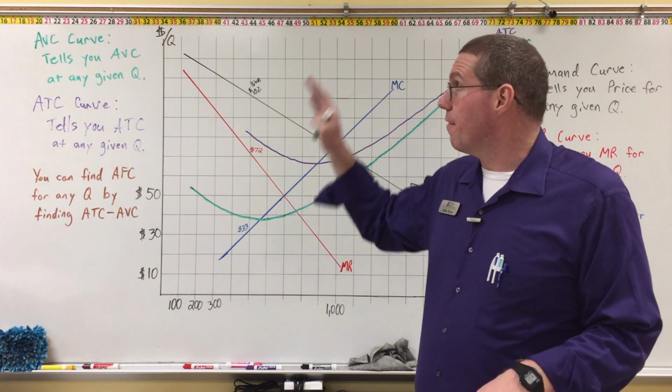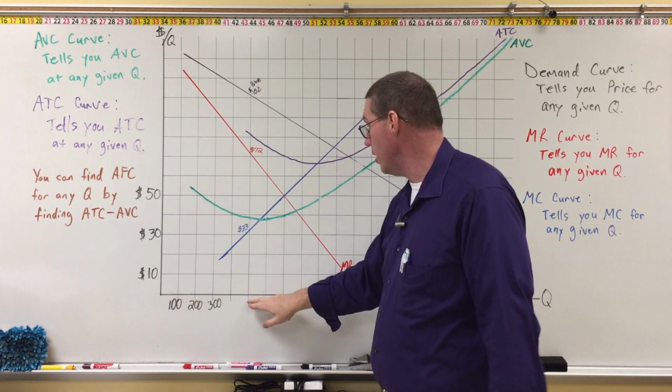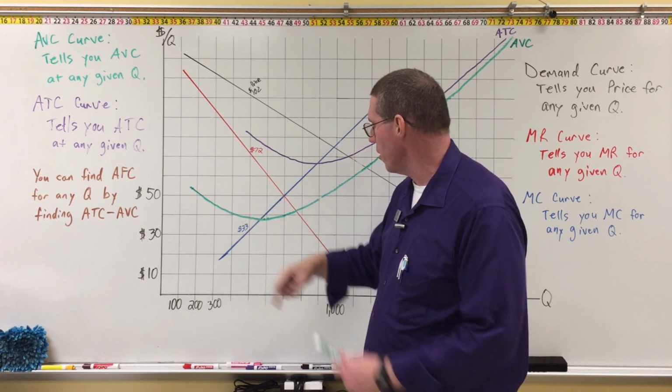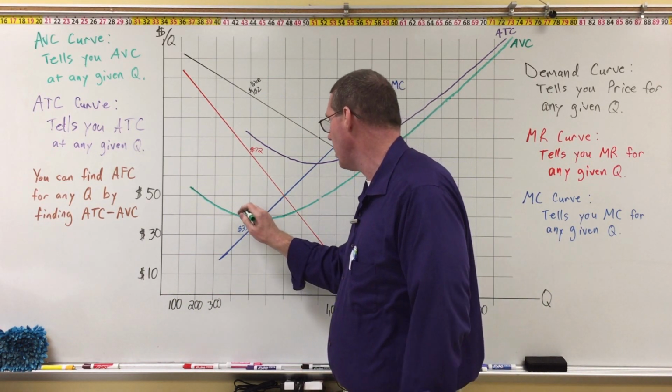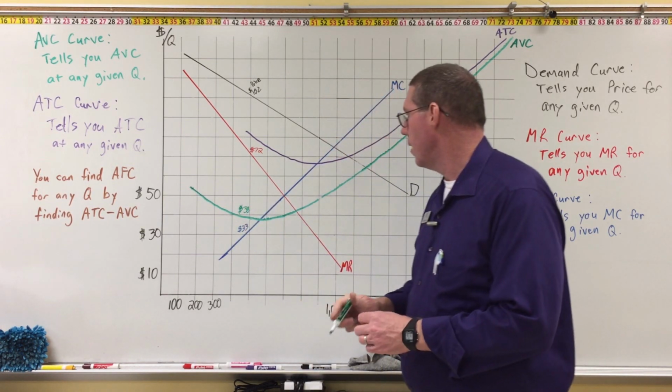All right, now let's identify average variable cost. So we're going to a quantity of 500. So we're going to go 10, 20, 30, and it's almost 40 there. So let's say maybe 38 or 39. I'm going to say 38. So average variable cost is 38.